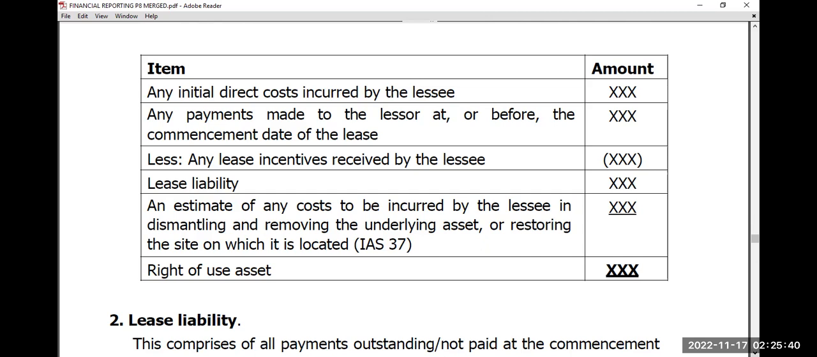So if you have paid any amount before signing the contract, then it's supposed to be added to the actual cost you are going to pay after signing the contract.